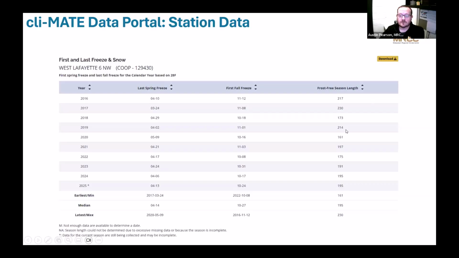And we've also got the frost season length. So this would be your growing season length based on those two temperature thresholds. And that was 195 days. You can see the whole range of data. We've got the earliest, or minimum, for that particular period.